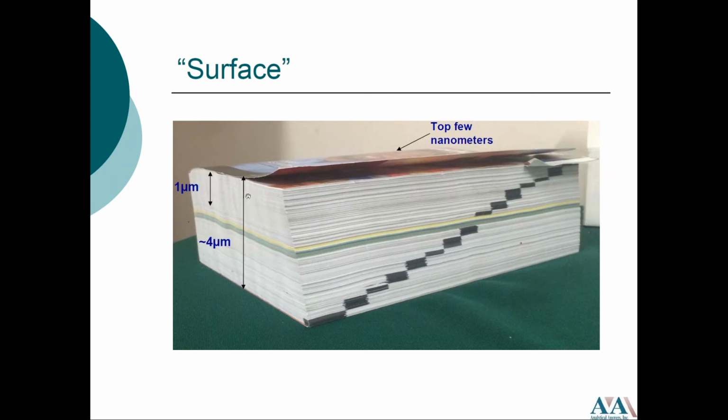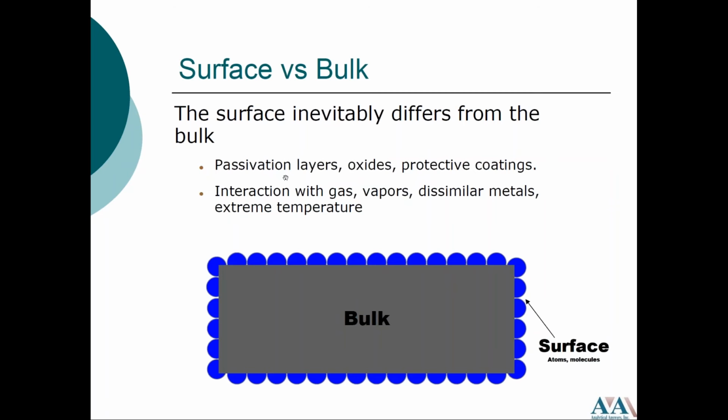If you compare ESCA and Auger analysis to that, we're only analyzing that top cover, the top few nanometers, so that's at least 3 orders of magnitude difference between the information that you're getting from a SEM-EDS and the information that you're getting from ESCA and Auger.